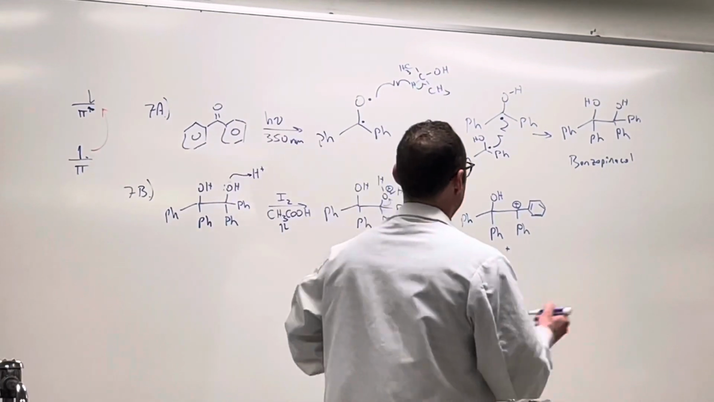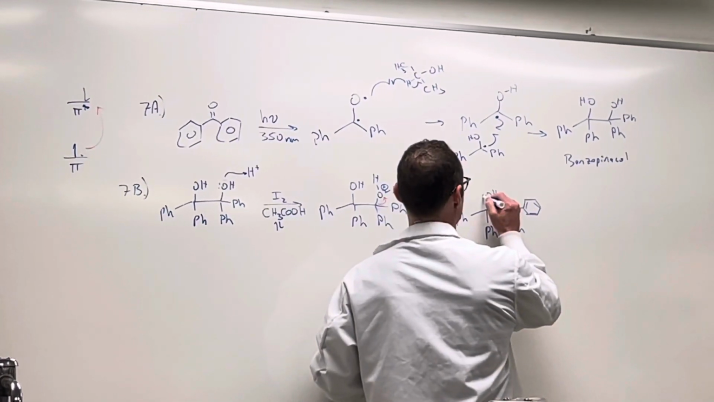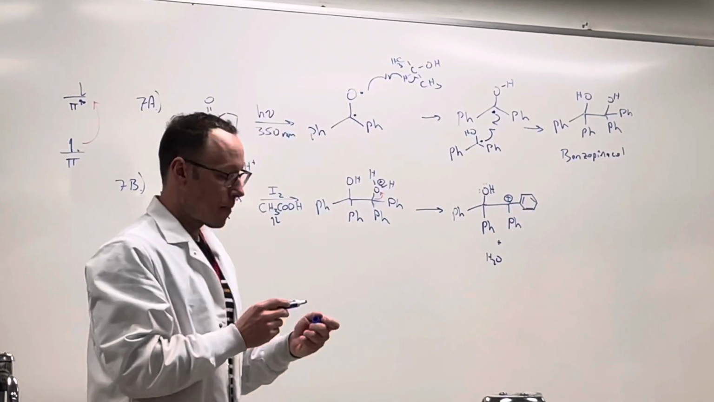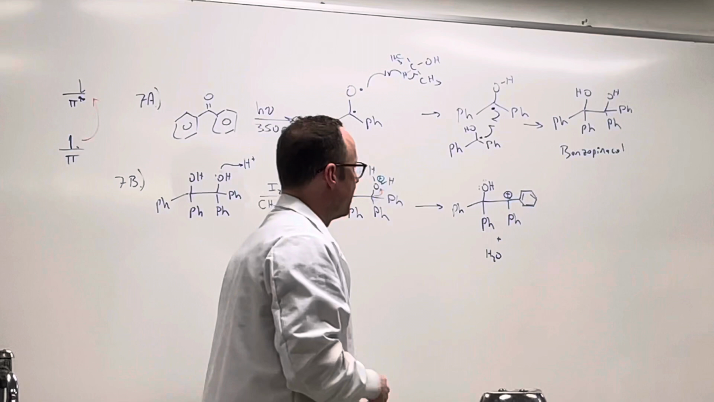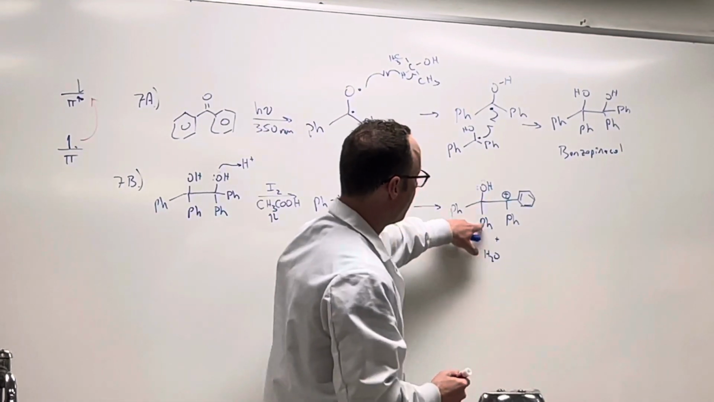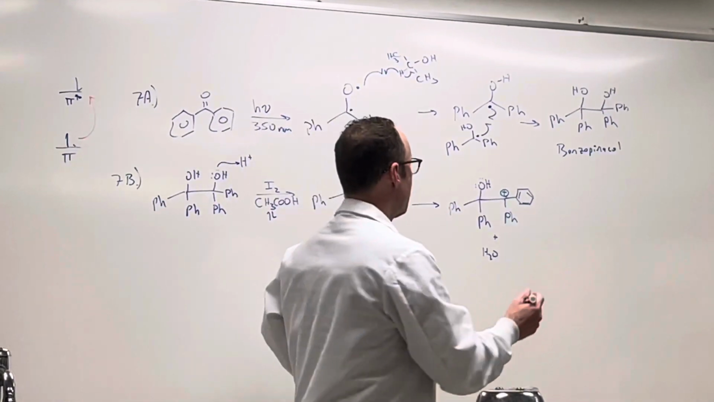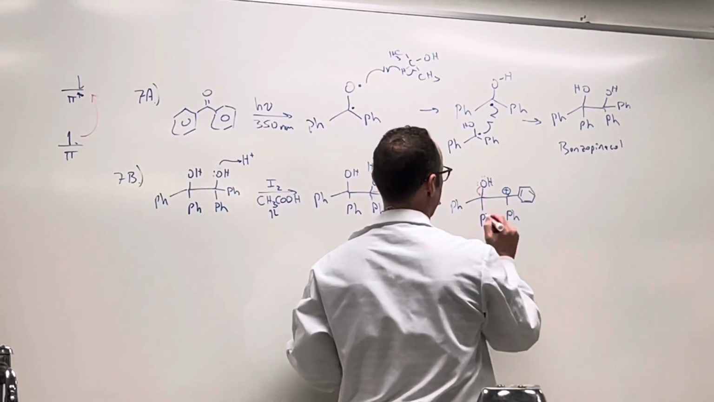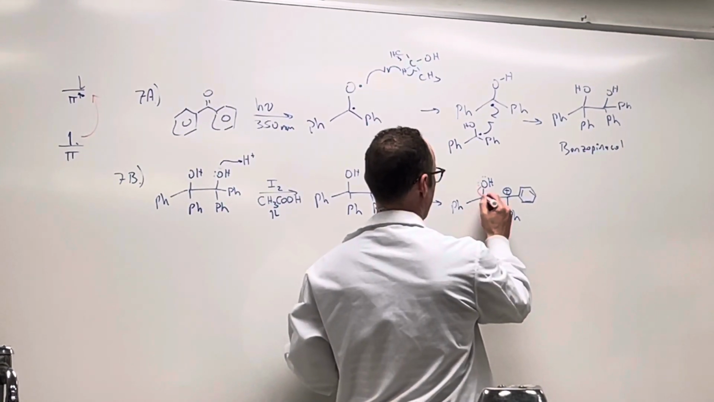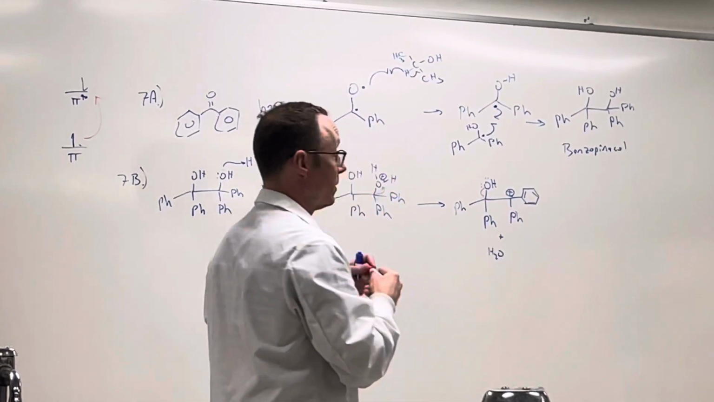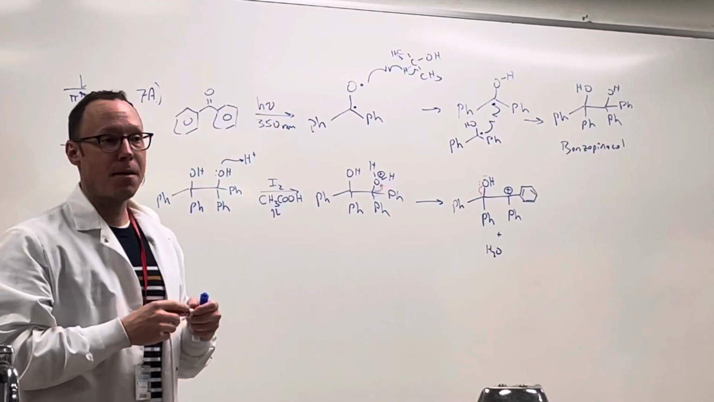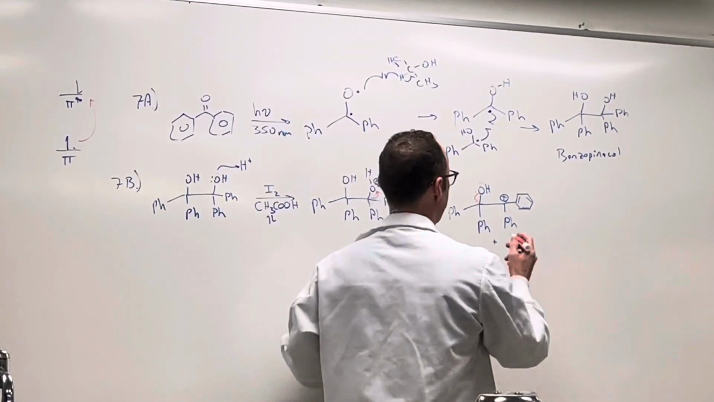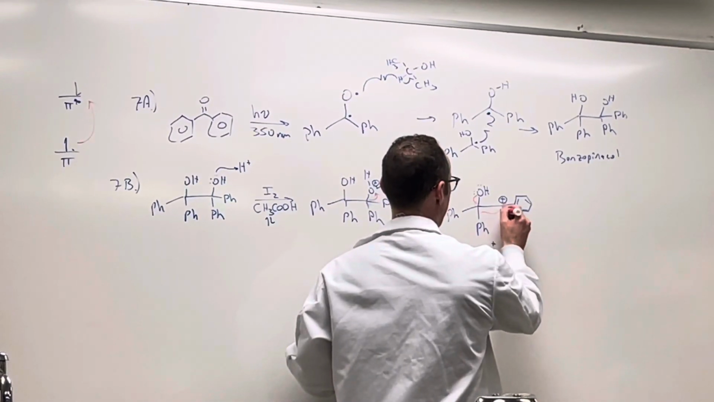From here, this is where the rearrangement occurs. What's going to happen is we are going to reform a carbonyl here. But we cannot simply make a carbon-oxygen double bond without anything else occurring, because then you'd have a carbon with 5 bonds. So what ends up happening is one of these benzene rings is going to shift over.